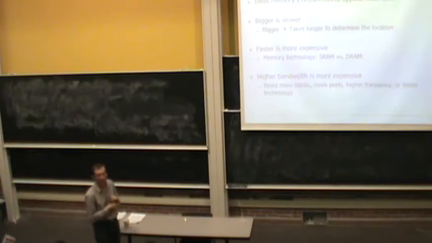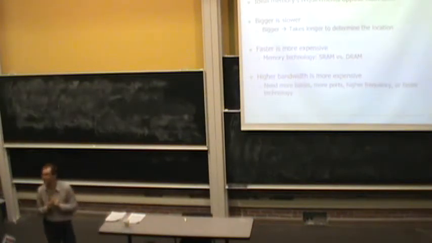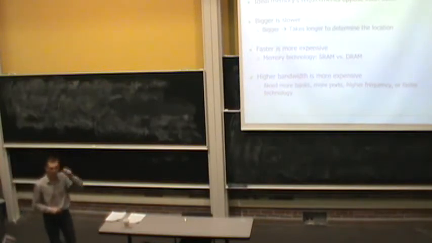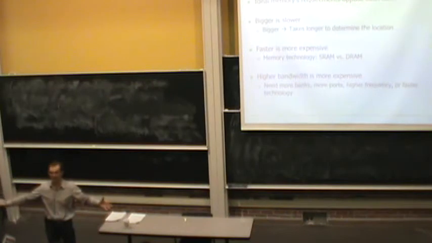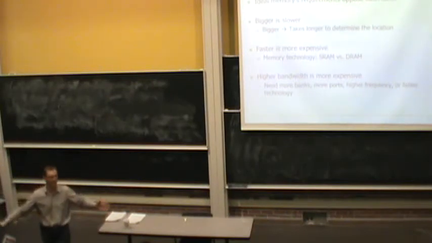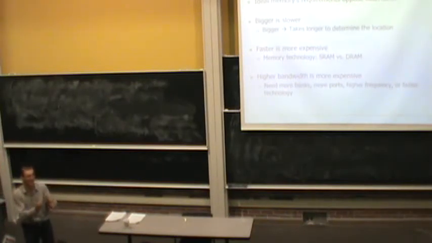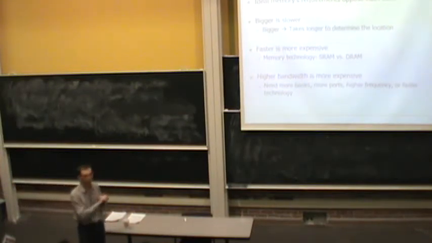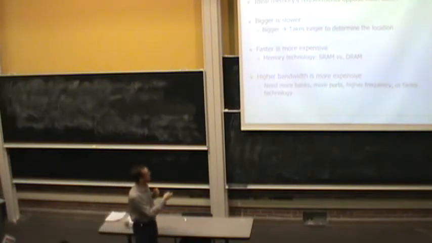Higher bandwidth is more expensive because you need to do things to get that higher bandwidth, right? For example, in the Cray machine that we studied earlier, you need to add more banks. And adding more banks makes the memory more expensive as opposed to a single bank design, right? Why? You need to figure out which bank to access. You need to have control logic to ensure that accesses are scheduled, right? You could have more ports. You could get high bandwidth that way. You could increase the frequency. Or you could use a faster technology. All of these make higher bandwidth more expensive as well.